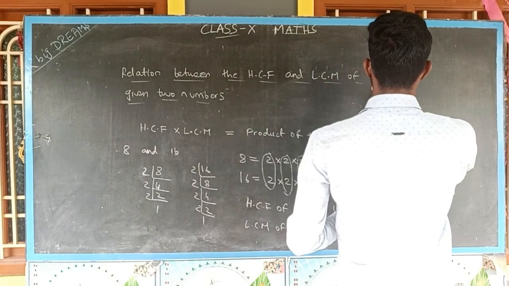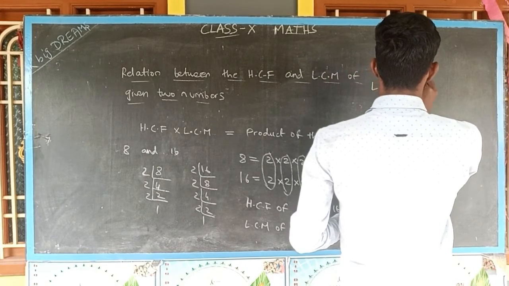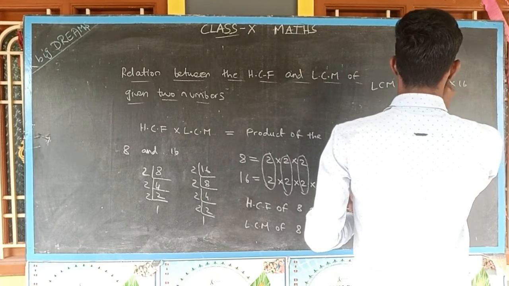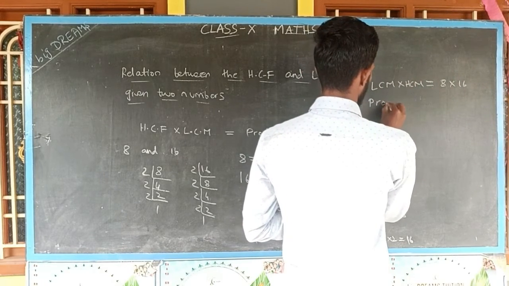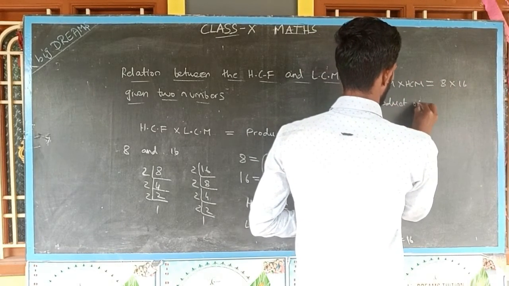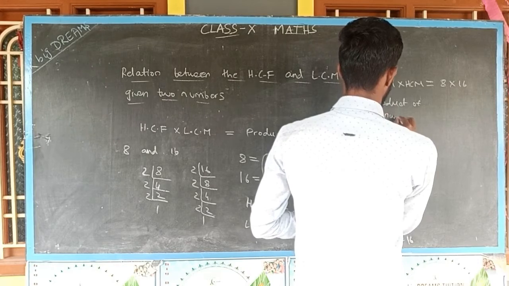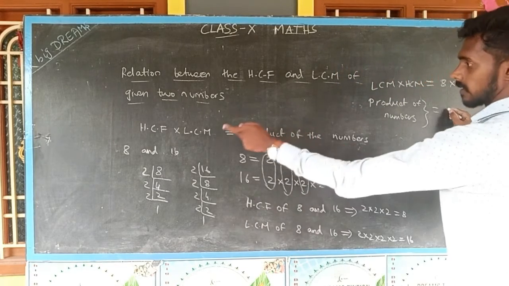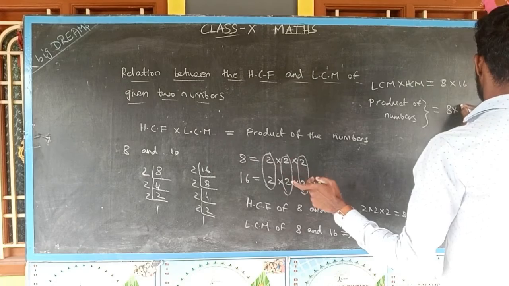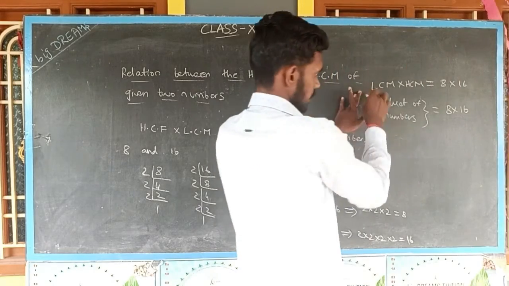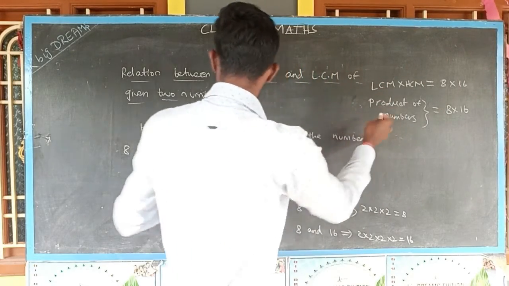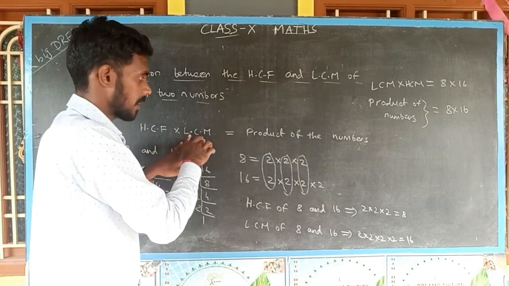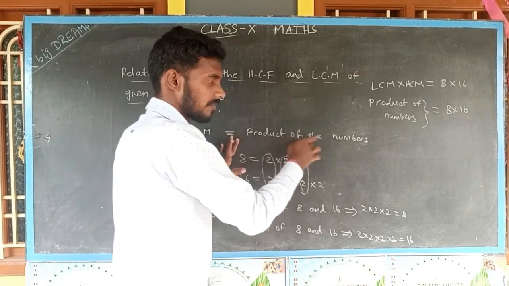The product of LCM and HCF is 8 into 16, and the product of the given numbers is 8 into 16. See, these two results are the same. So the product of LCM and HCF of the given numbers is equal to the product of the numbers.